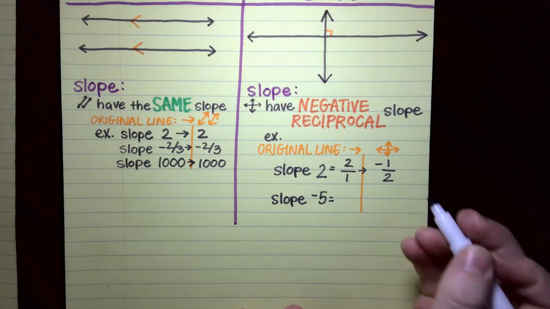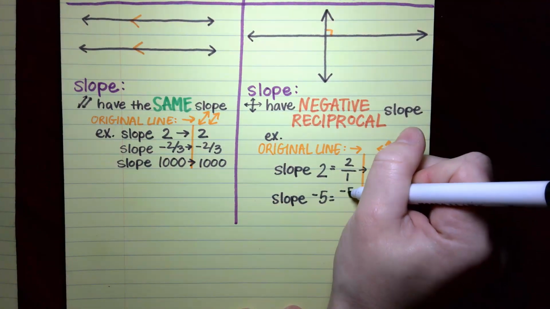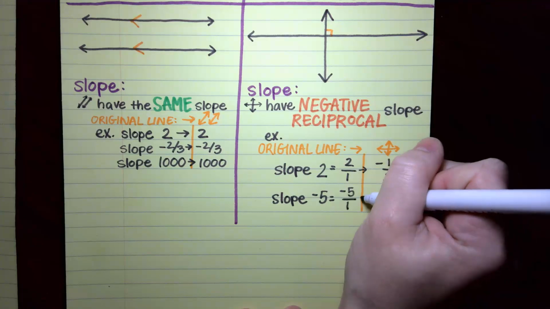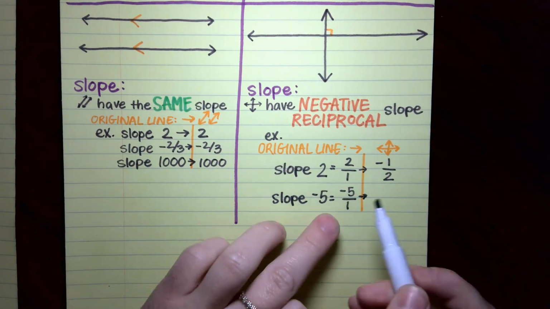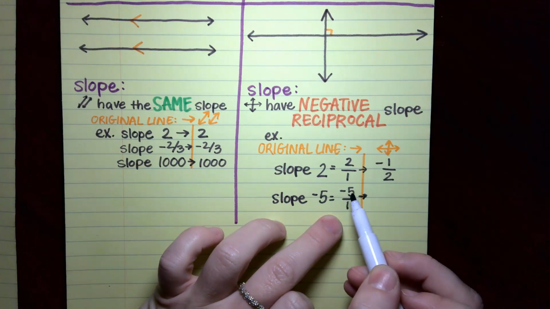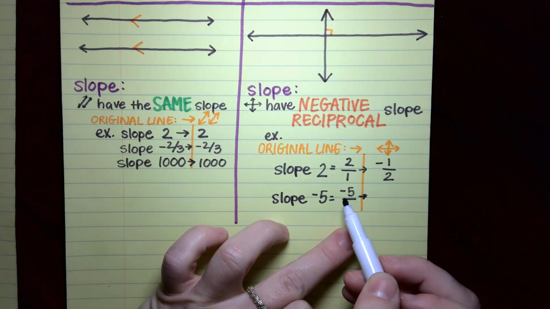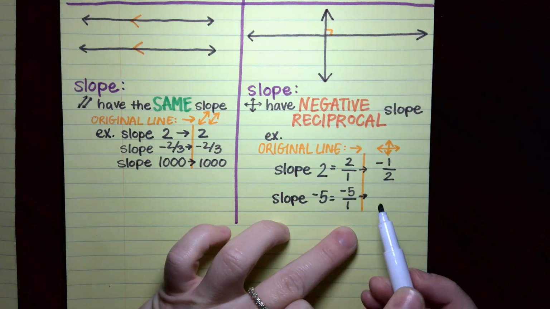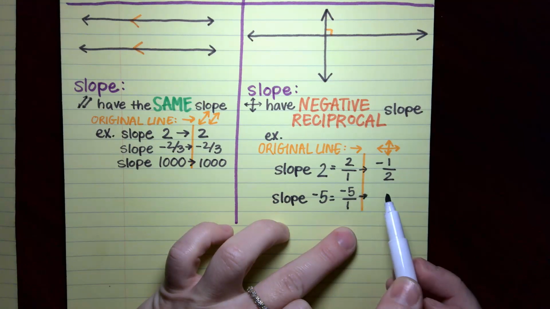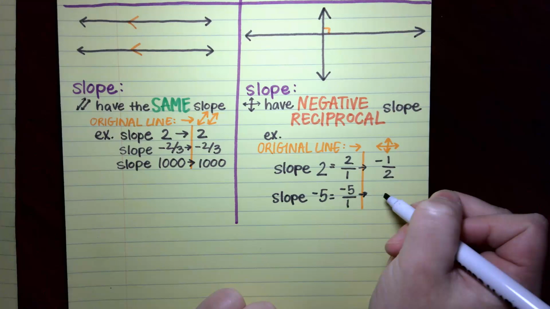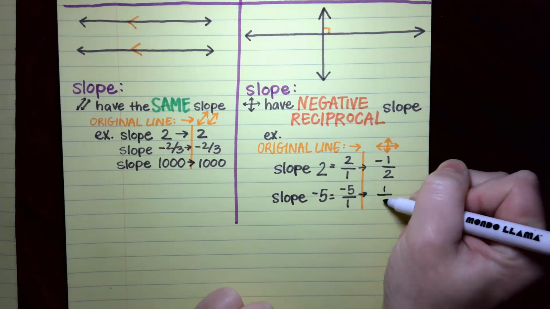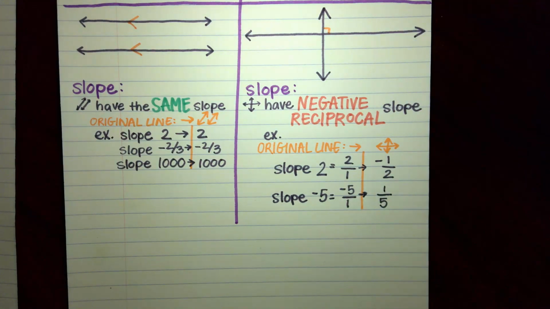Over 1. Yeah, just put it over 1. -5 over 1. So the same thing as before, we're going to change the sign. Since it started as negative, it goes to positive. This time it's not negative, it goes to positive. And then we flip our fraction upside down. So our new slope would be positive 1/5. It sounds scary, but it's really not so bad, guys. It's just 2 little baby steps we've got to do.